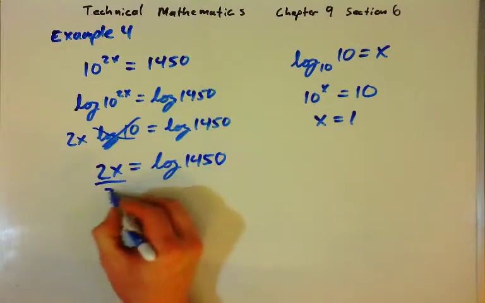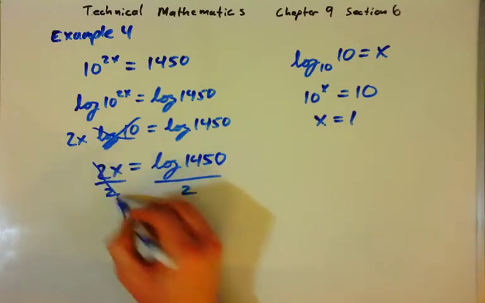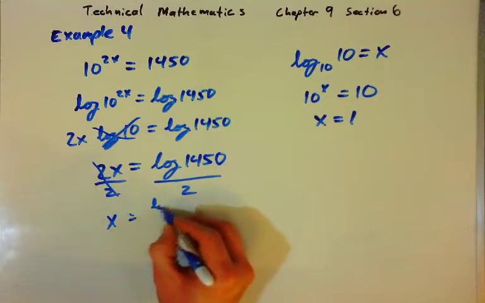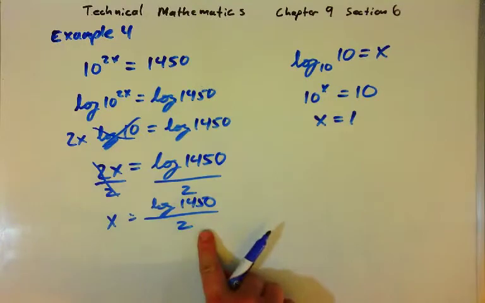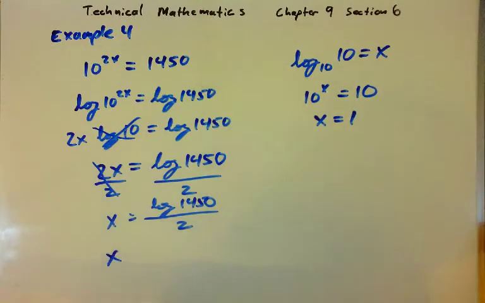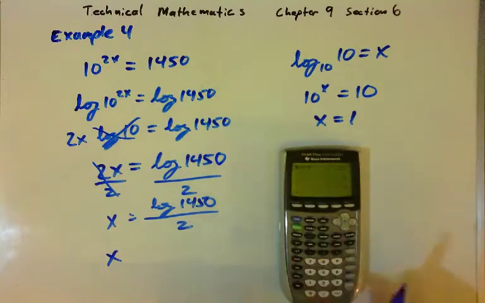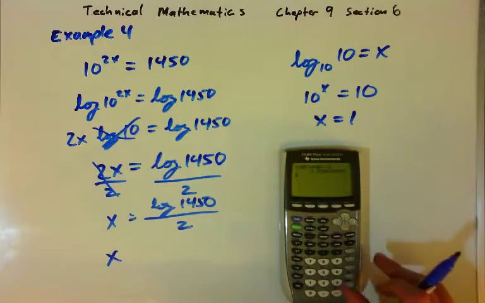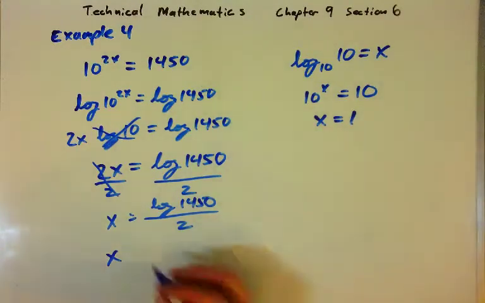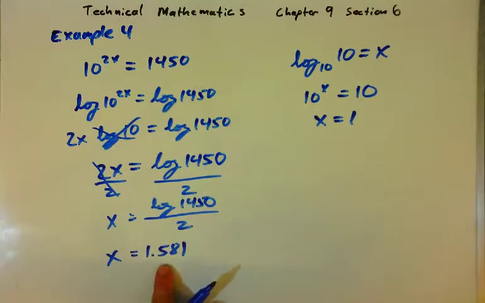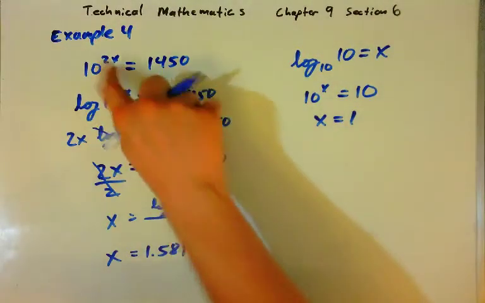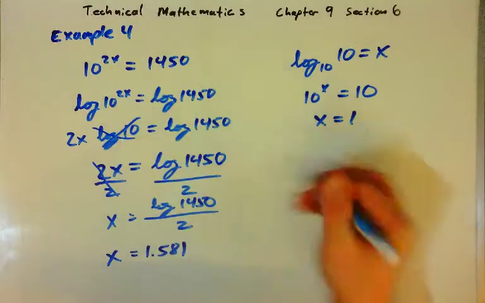Now I want to solve for x. I'll divide by 2 on both sides. 2's cancel. X is equal to the logarithm of 1450 divided by 2. So this I can type into my calculator. And so we get the log of 1450, divided by 2, equals 1.581. And again, it wouldn't hurt for us to check our answer. So we'll plug in 1.581 back in for x.